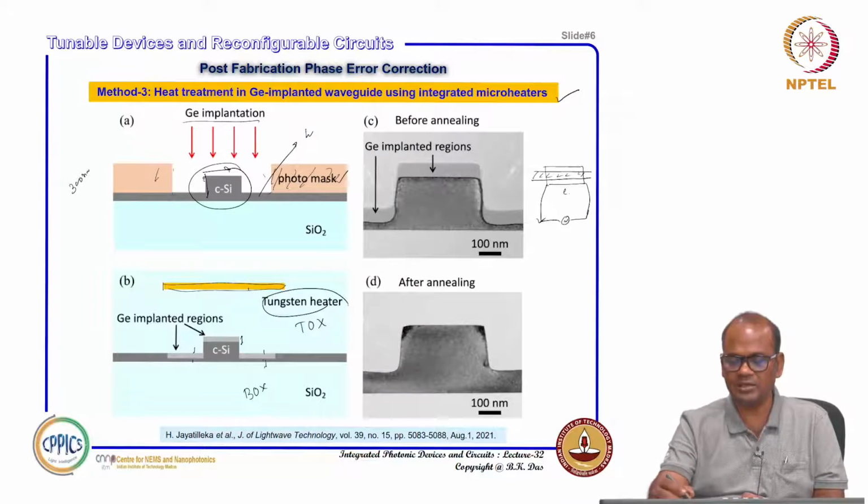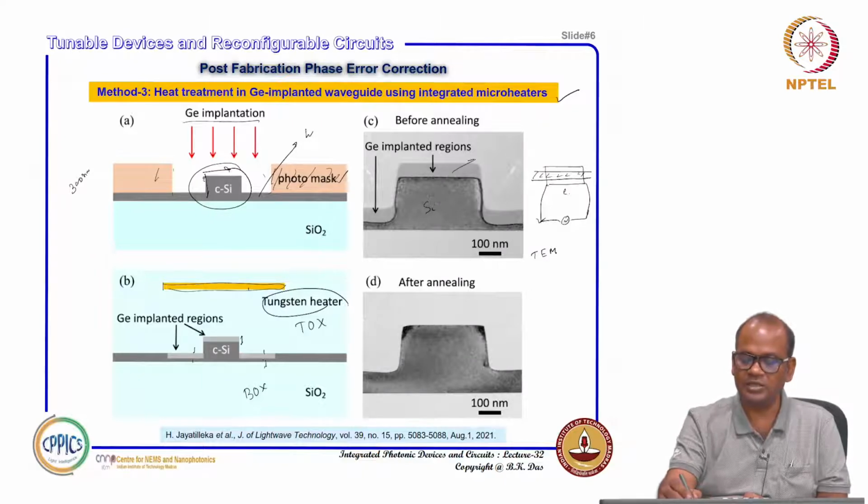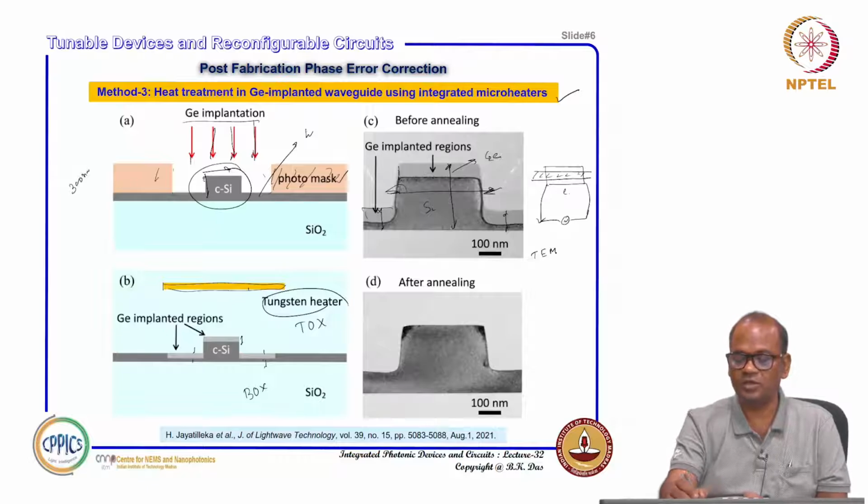Okay. So here in this case, before annealing, there is an image called a tunneling electron microscopic image. The cross-sectional region is shown. This is your silicon, and this is the germanium implanted region. The slab region is also implanted. This is the total slab height, the total height of the waveguide, and this is the width. Sidewise it will not come, because the germanium implantation comes normally, vertically. So it will be implanted just here.